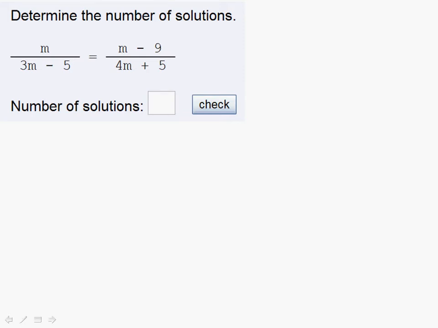Determine the number of solutions. The first thing I'm going to do is identify my least common denominator. Since the denominators are completely unique factors, my least common denominator is going to be the two factors multiplied together.